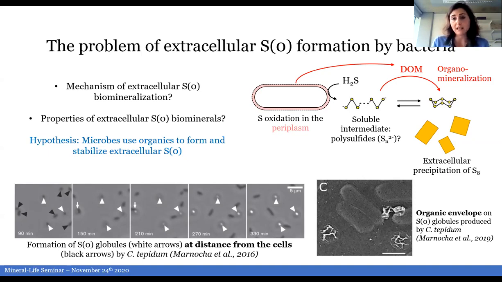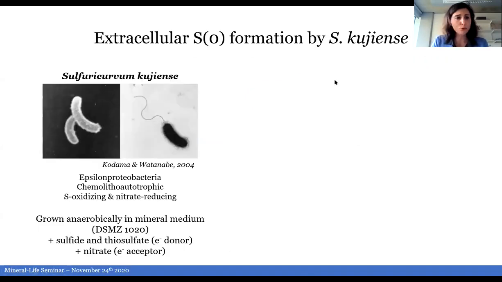And here the idea is that the microbes not only oxidize sulfide, they also produce extracellular organic matter that's going to react with polysulfide and help it stabilize as extracellular elemental sulfur particles. And it fits quite well with the fact that it can precipitate away from the cells, and it fits quite well with at least one observation about extracellular sulfur, that it is coated by an organic envelope. So how can we test that in lab experiments?